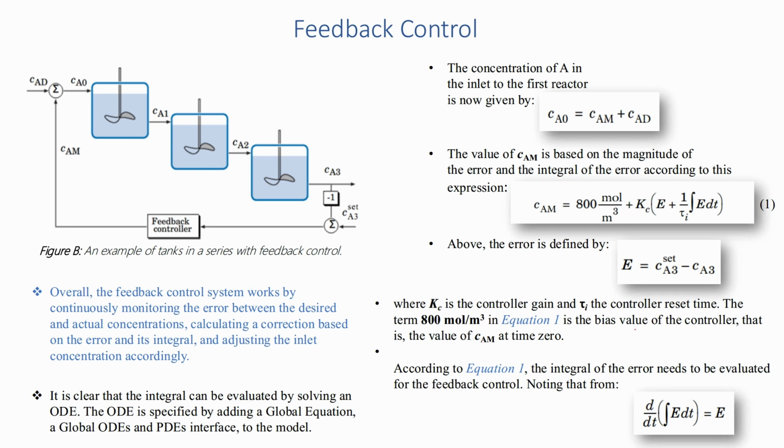Overall, the feedback control system works by continuously monitoring the error between the desired and actual concentrations, calculating a correction based on the error and its integral, and adjusting the inlet concentration accordingly. It is clear to us that the integral can be evaluated by solving an ordinary differential equation.